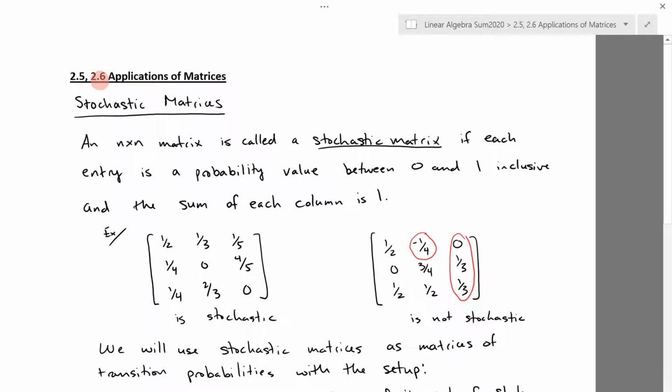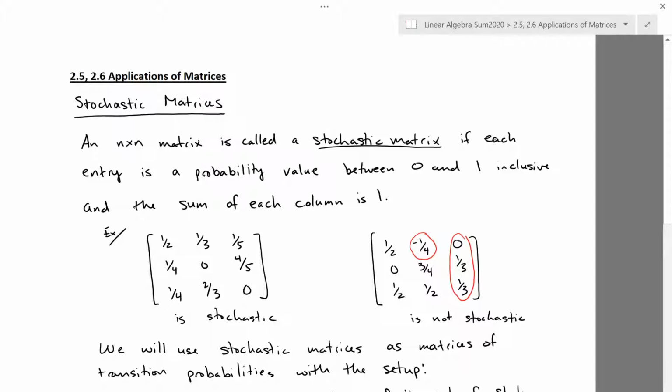In this video, we're going to discuss three different applications of matrices. The first will be stochastic matrices, then we'll discuss some cryptography, and then finally we'll go over linear regression. Okay, so the first type of example is on stochastic matrices.